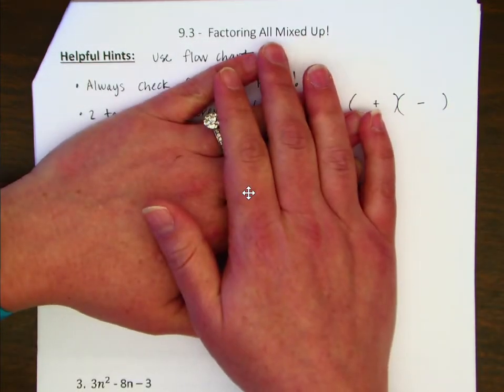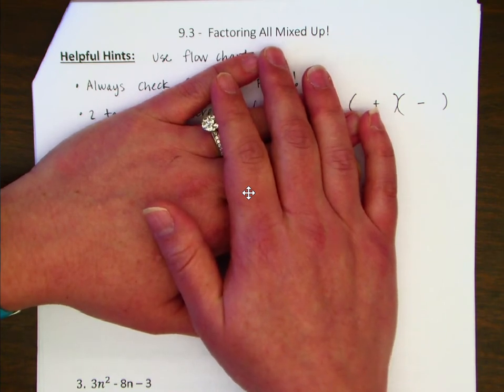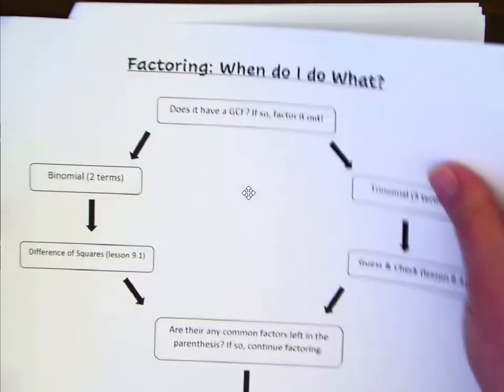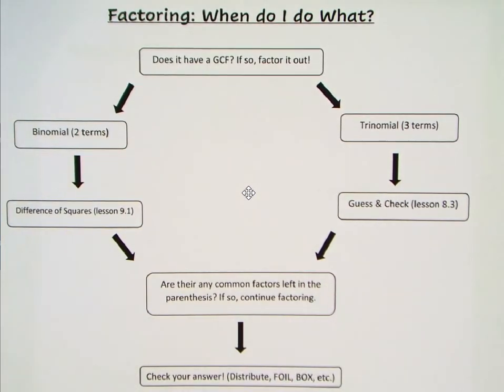So the hardest part of this lesson is looking at an expression and knowing what to do with it. So basically I need to decide, is it guess and check? Do I factor a GCF? Is it a difference of squares? Some helpful hints would be to use the flowchart. Now if you remember from other lessons, I used this flowchart to determine what we should do with the expression that we were given. This is also on Google Classroom.